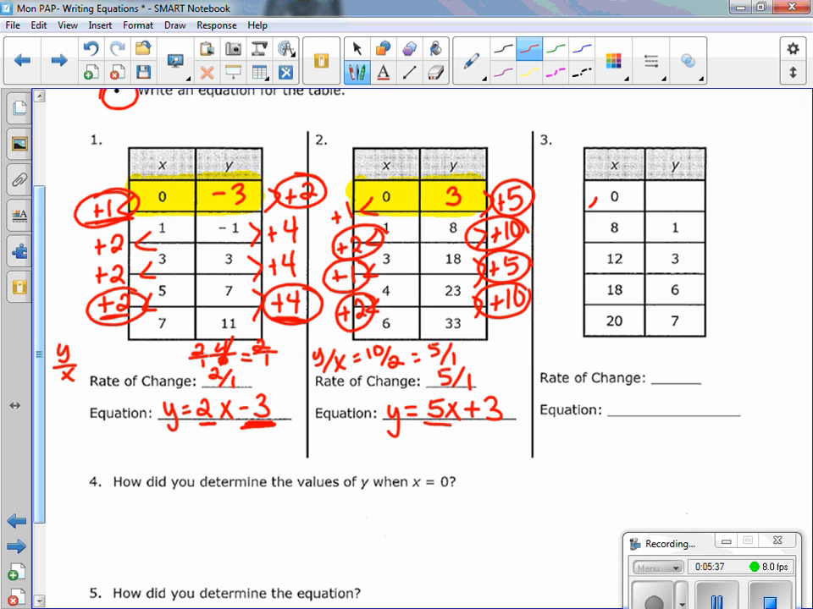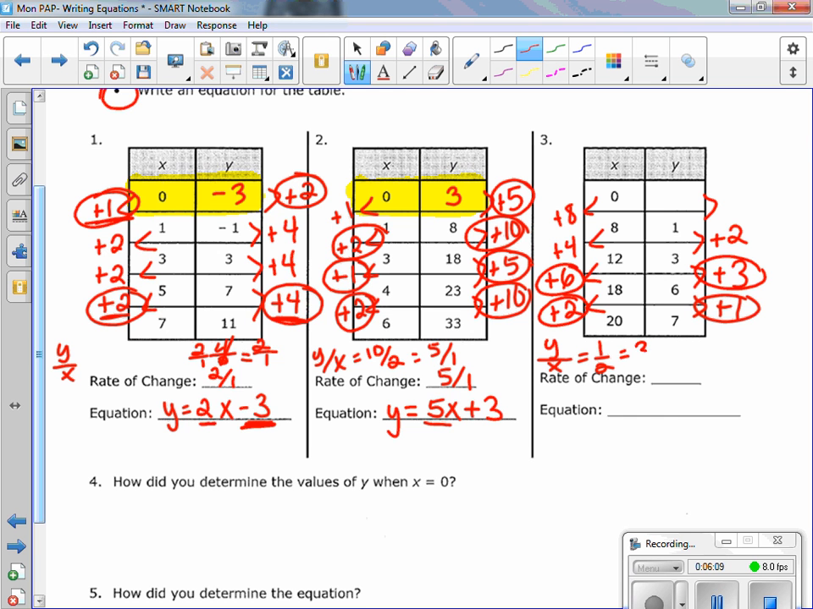Example number 3. We are increasing by 8, and we don't know what's over here. We are increasing by 4 and 2. We are increasing by 6 and 3. We are increasing by 2 and 1. This is going to be where it's very important. You remember, y is always over x. So this is going to be a 1/2. 3 over 6 is also 1/2. 2 over 4 is 1/2.